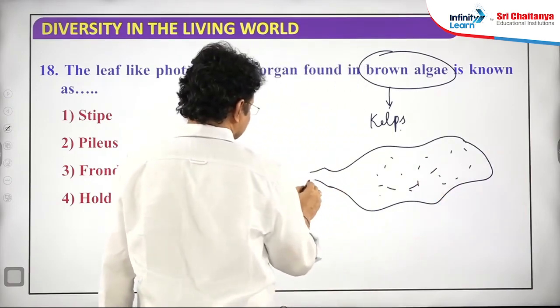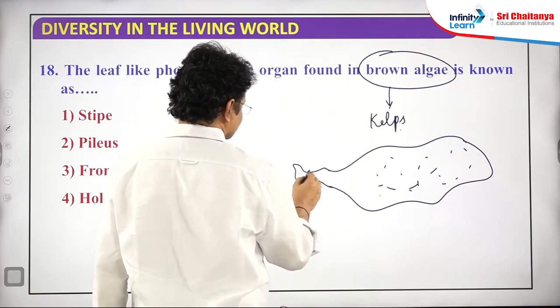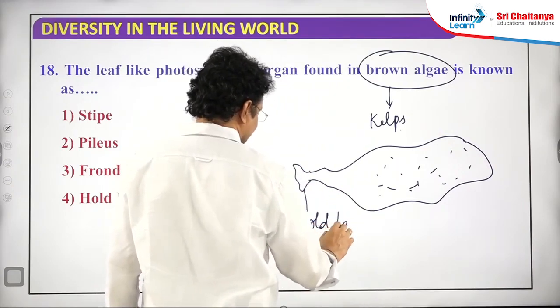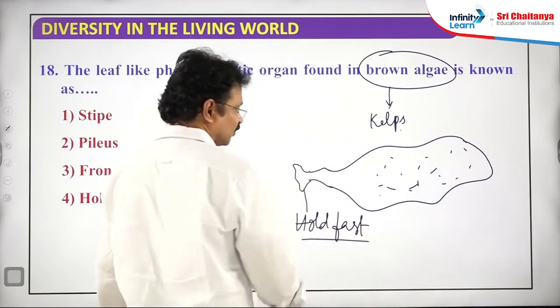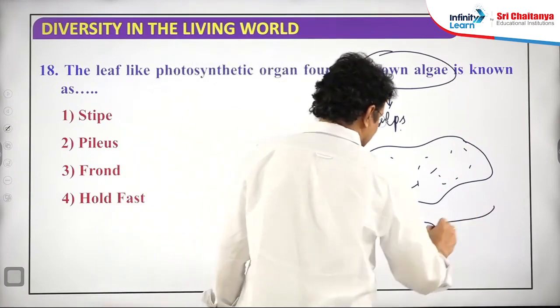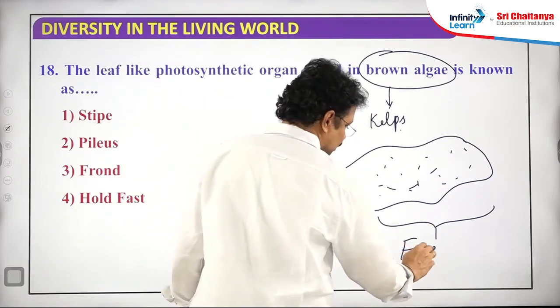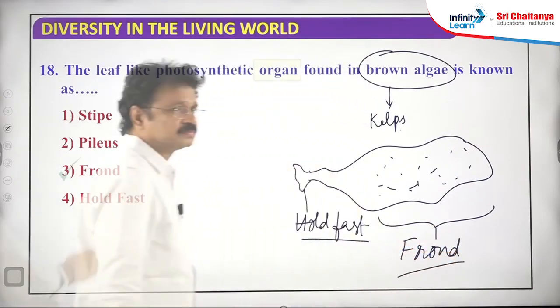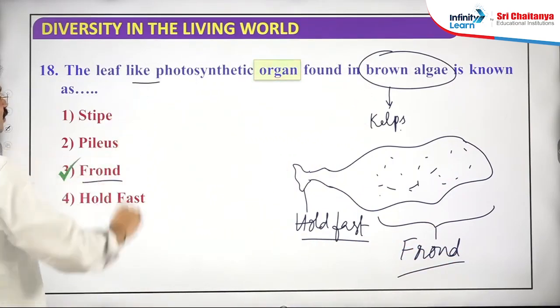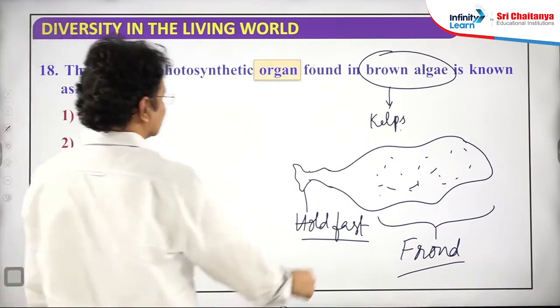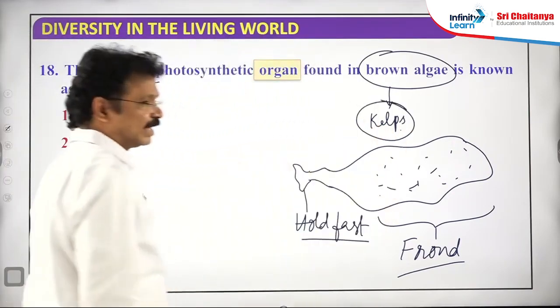But at the base, for fixation purpose, the holdfast is there. Holdfast. What about this remaining larger portion? It is the frond. Frond is a larger photosynthetic green colored leaf-like structure. This kind of frond is commonly found in kelps.